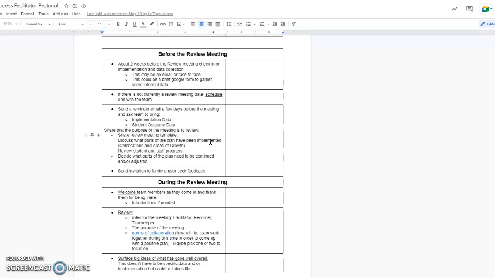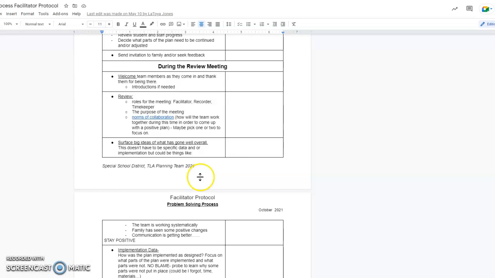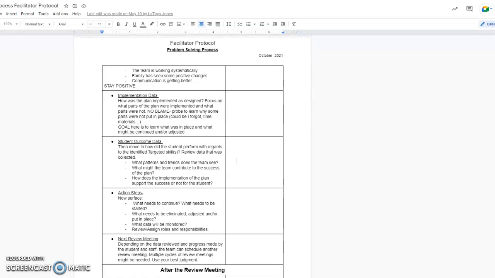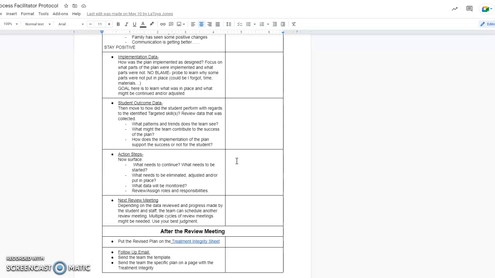You also note in the problem-solving plan that there is a template for the review meeting. The steps are similar to the initial meeting for what to do before the review meeting, as noted. And during the meeting, we once again want to welcome team members, review roles, and surface big ideas of what has gone well overall. It's important to stay positive to ensure that we are focusing on the successes of the student and also staff. We want to clearly look at implementation data, student outcome data, and determine next action steps and the next review meeting as applicable.